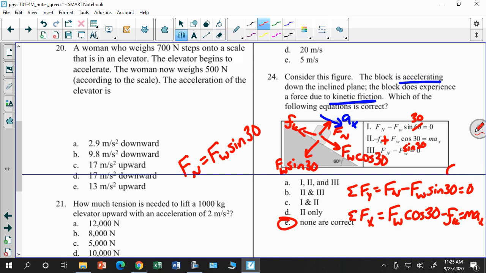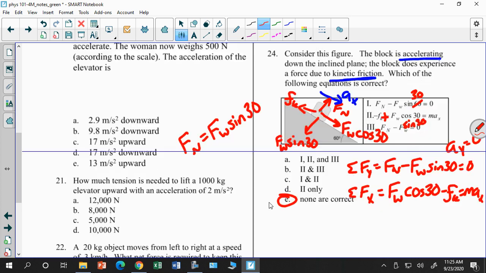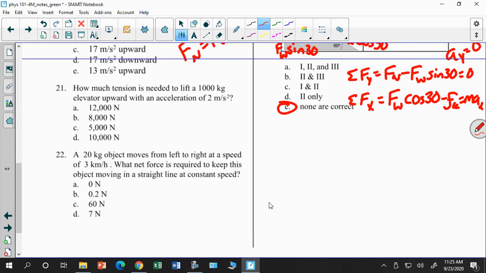That's what that means, that ay is equal to 0, and that's why the sum of those forces is 0. You have to ask yourself the question of, is it accelerating in the x or y direction? In this case, it's not accelerating in the y direction, but it is accelerating in the x direction. That's a great question. Did I answer it completely? Okay, good.